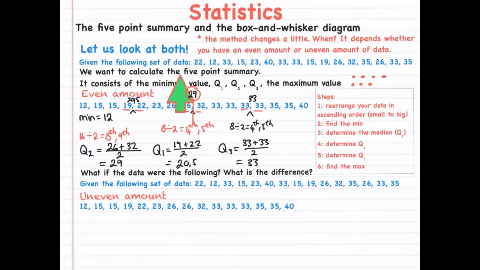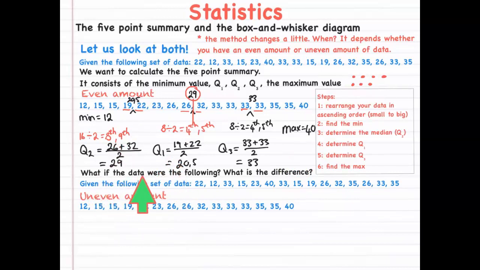The last one for our 5-point summary is our maximum value, which is the largest number in our data set. So I can simply say here that the maximum is equal to 40. So now we have our 5 points for our 5-point summary: our minimum, our median, our first quartile, our third quartile, and our maximum value. Okay, got it? Now let's see how this method changes when we have an uneven amount.